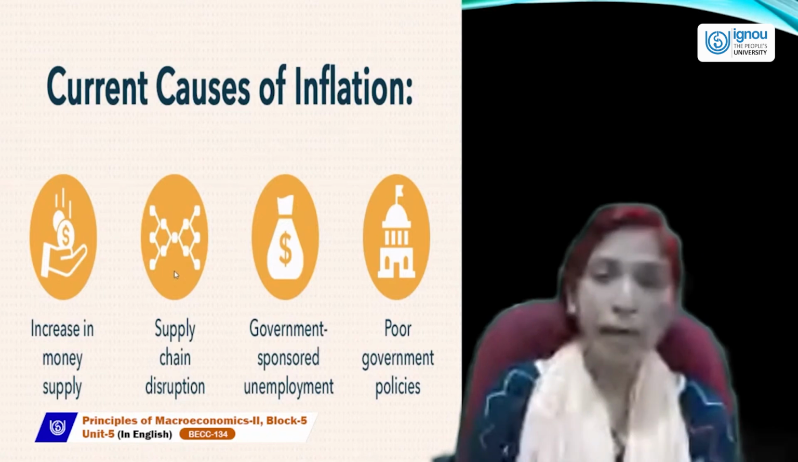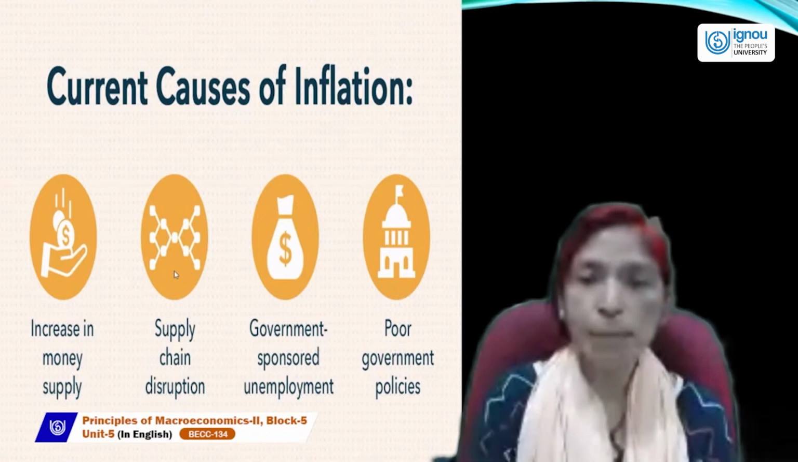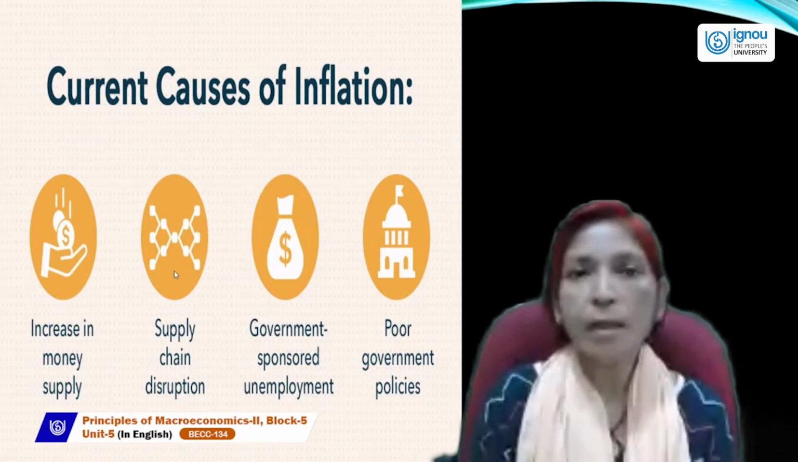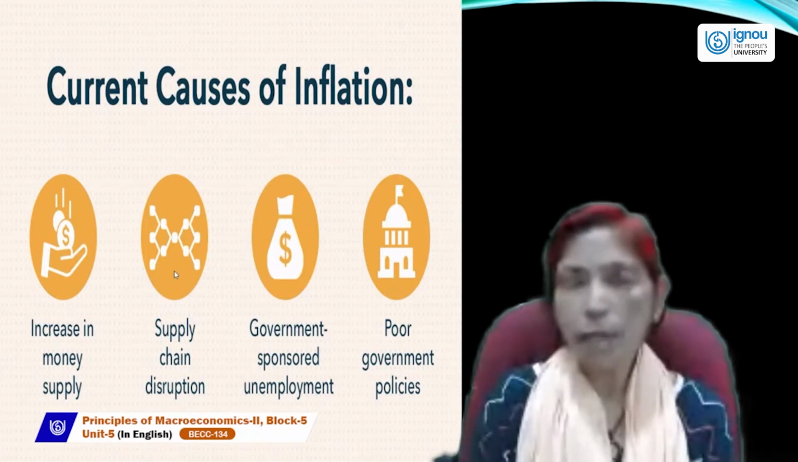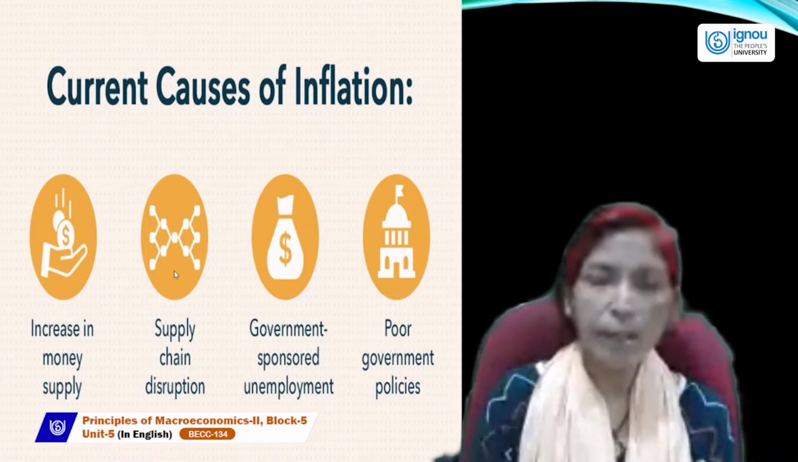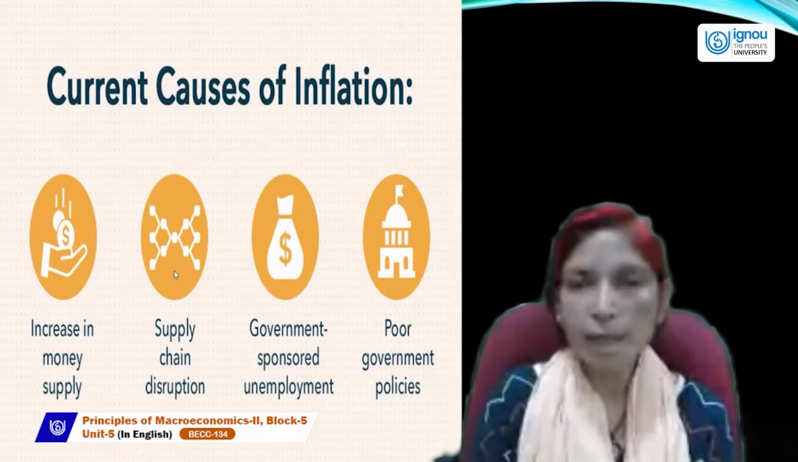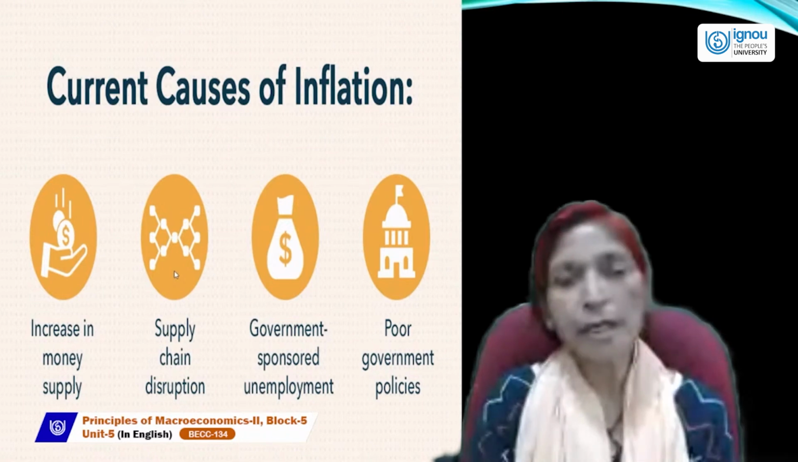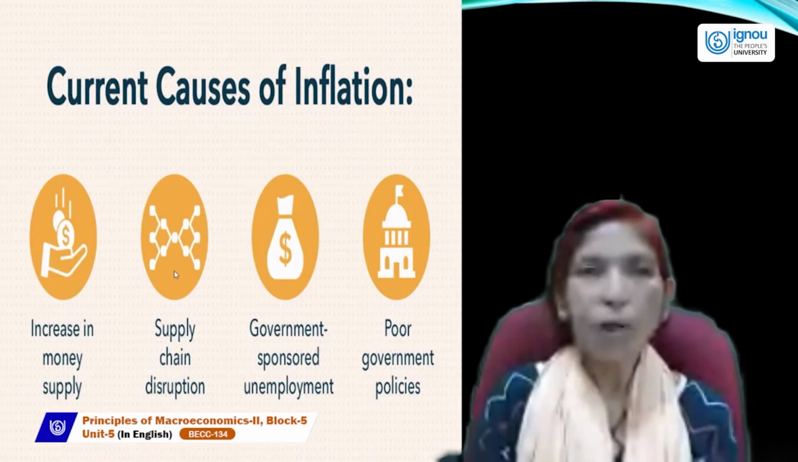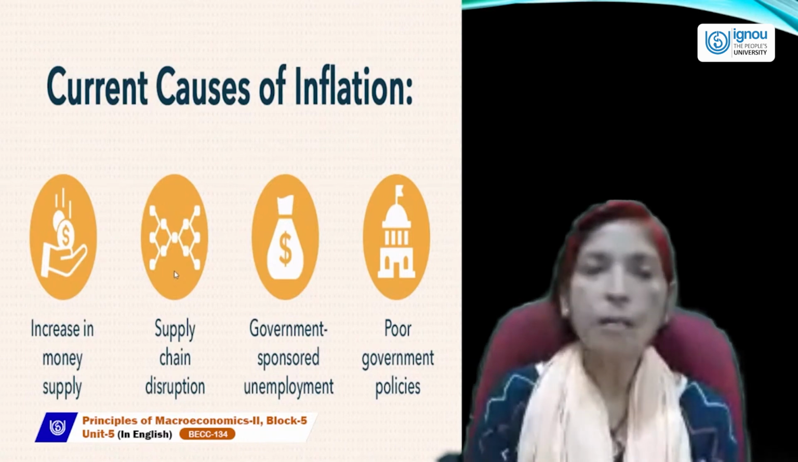In this case, when unemployment and government-sponsored unemployment exist in the economy, it means people are remaining idle. They are not giving any contribution in the output level. They are only demanding goods and services but not contributing in productive activities. In this case, when demand increases and supply is not increasing, then only the price level will rise. Fourth point is poor government policies.